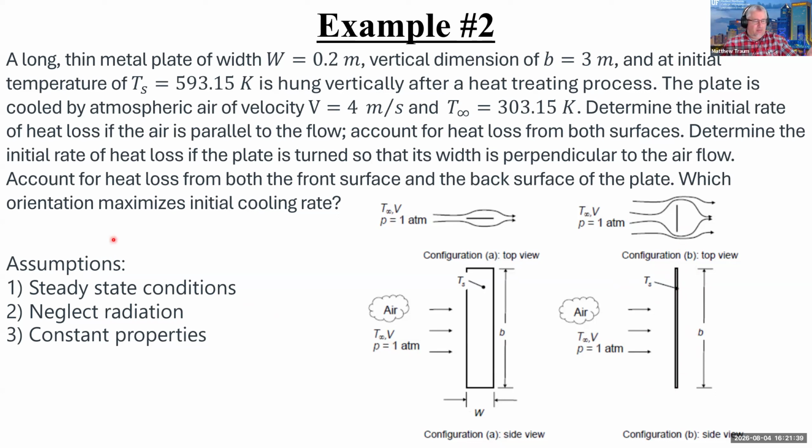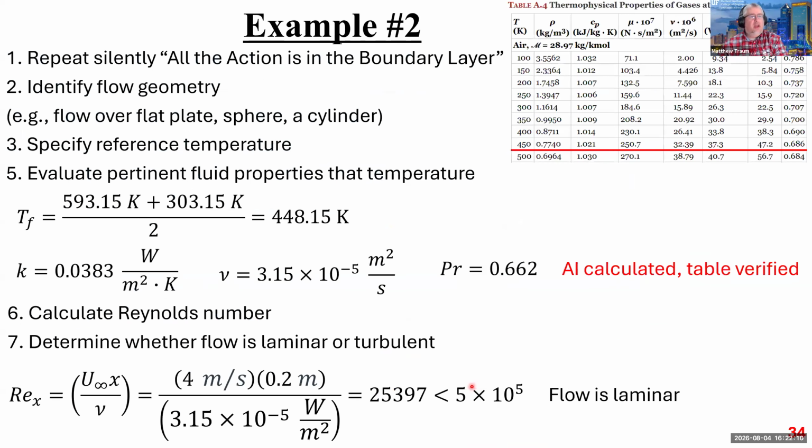Okay, so we're going to make our typical assumptions. Steady state conditions. We're going to neglect radiation, right? Remembering that this is a heat treating process, the initial temperature of the plate is well above ambient temperature, so we might worry about radiation. We don't in this problem. We assume that it's negligible, and our properties are going to be assumed to be constant. Okay, so let's solve this one first, which is the one that we are equipped to solve.